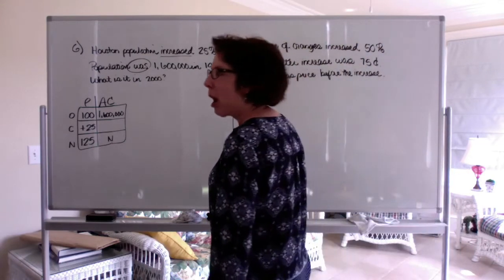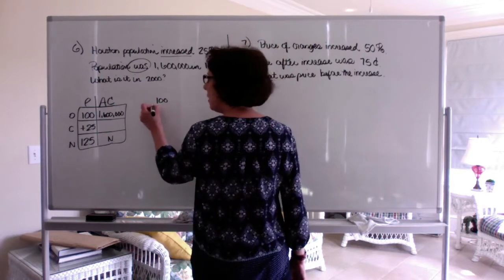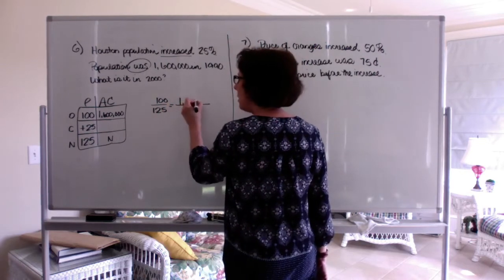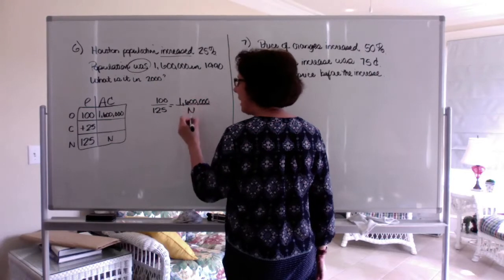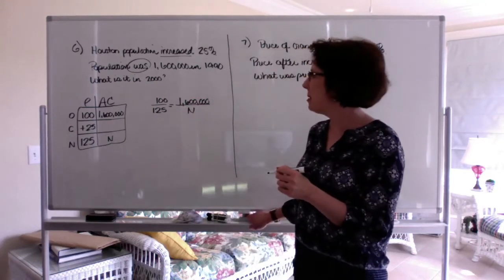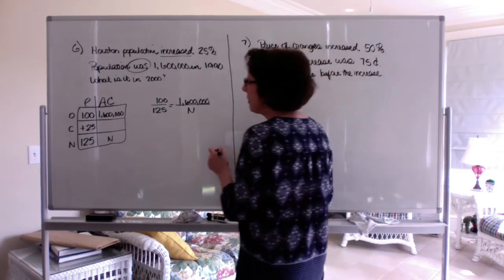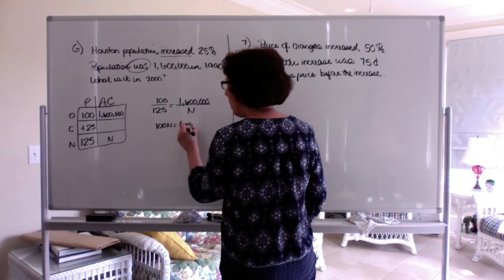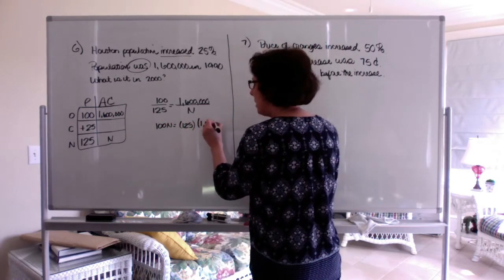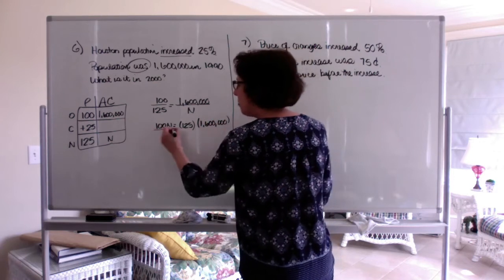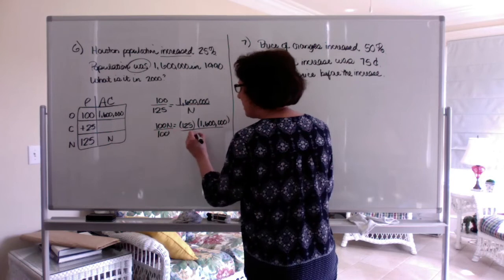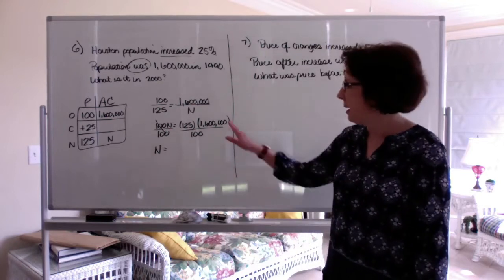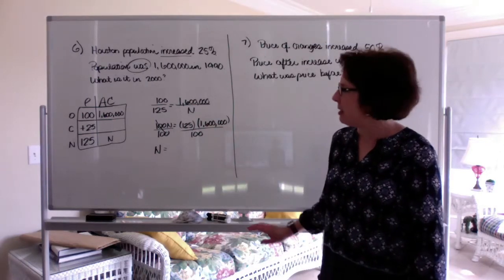Okay, now let's go ahead and write our proportion. We've got 100 over 125 is equal to 1,600,000 over n. Oh my, big numbers, but that's okay. All righty, I'm going to go ahead and cross multiply. I have 100 times n equals 125 times 1,600,000. And I'm dividing both sides by 100 to isolate my variable. And my new population is going to be this after we simplify it and do some computation.